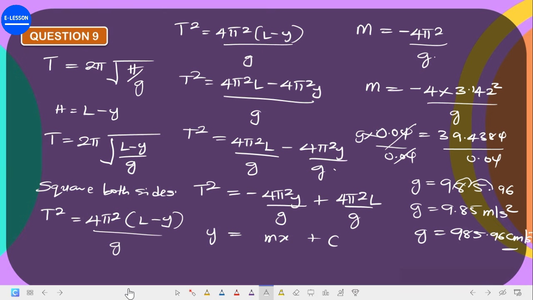Now when they say s, what are they talking about? s is the slope. Are we getting it? s is the slope. When we relate s with the physical constant, what physical constant does the slope carry? Is it not g, the acceleration due to gravity, which is a constant, and g gave us 985.96. Now the next one is c, which is the intercept.